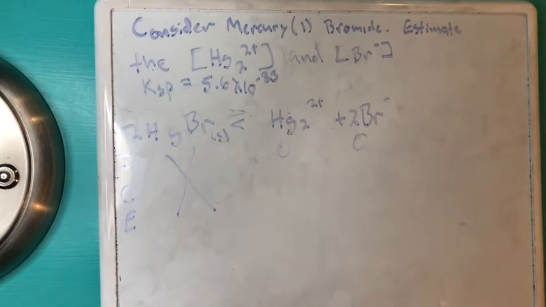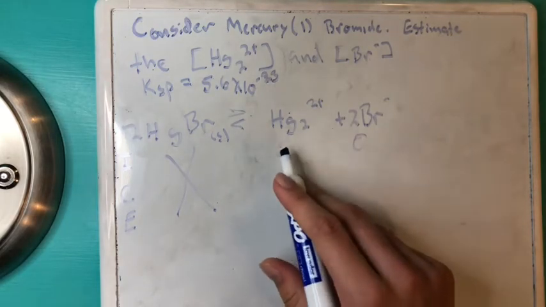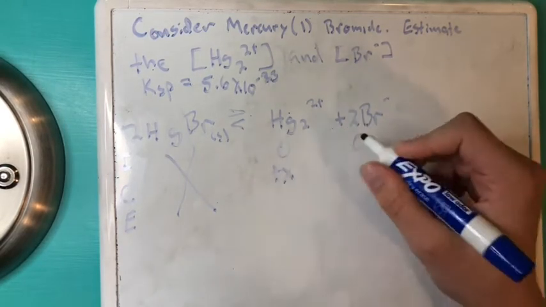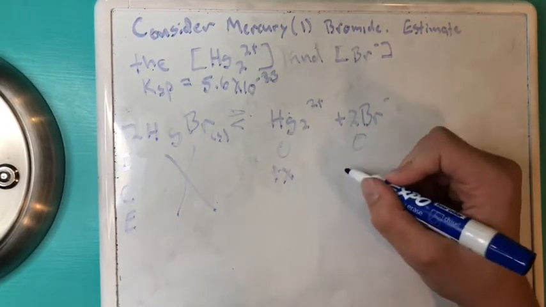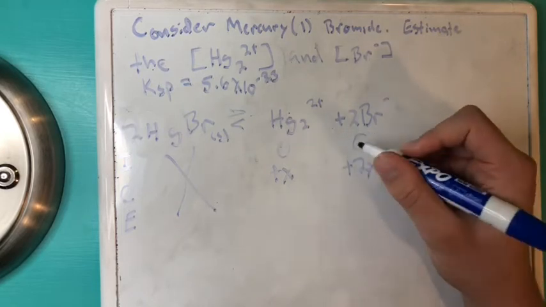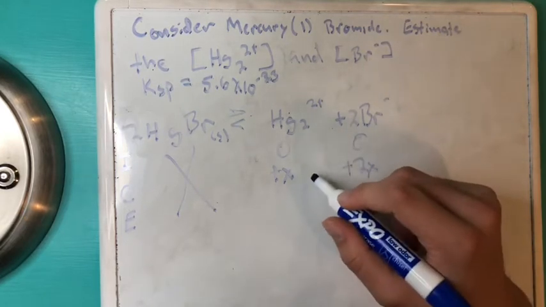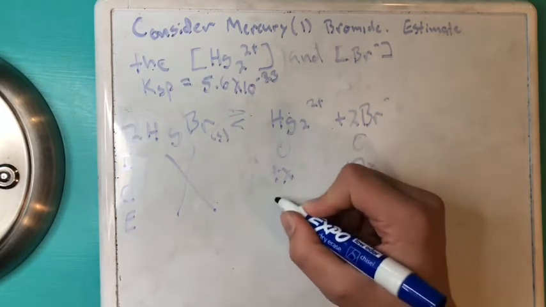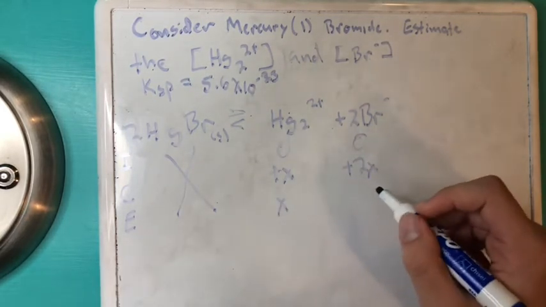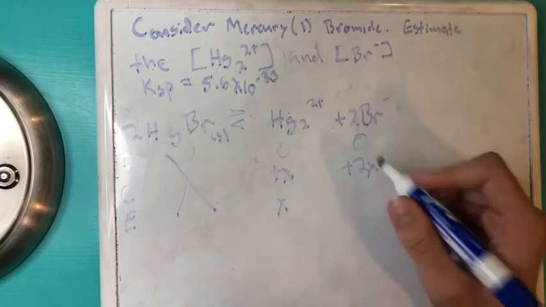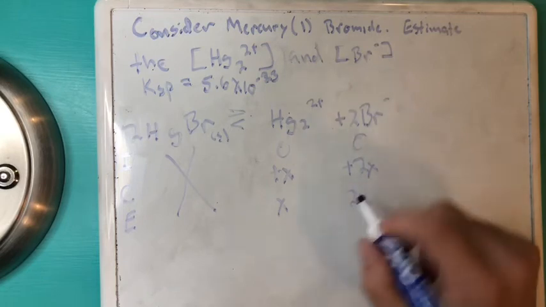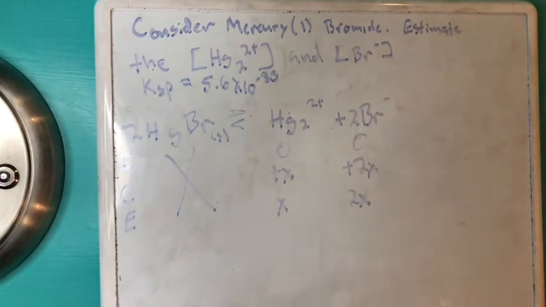And in this one, it's a 1 to 2 ratio, so this is going to be plus x. And then this one is actually going to be plus 2x, because there's a 2 in front of the coefficient. So our equilibrium concentrations for the Hg2 plus is going to be x, and for the Br is going to be 2x.